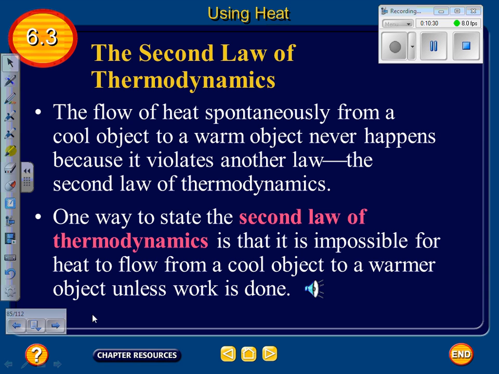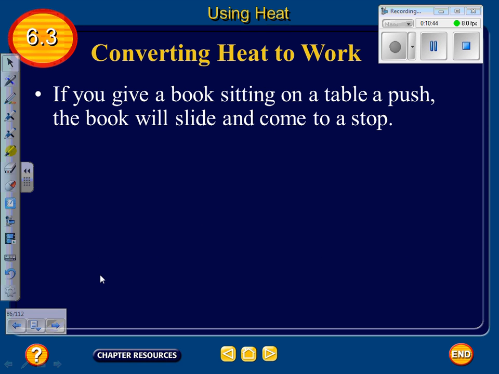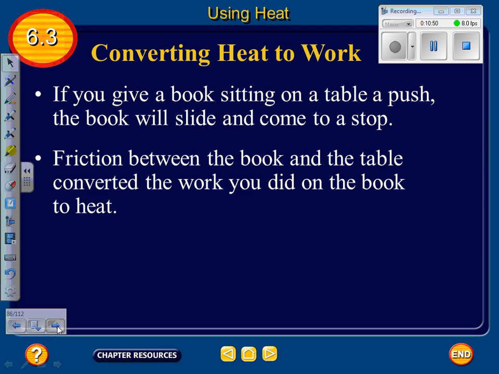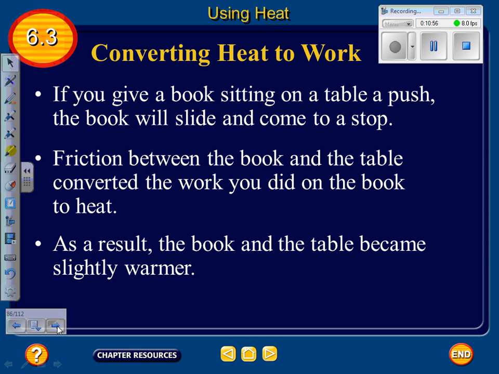In the ice cream experiment, the half and half inside the cup and the ice cream balls, that heat is transferred out of that container into the ice. If you give a book sitting on a table a push, the book will slide and come to a stop. Friction between the book and the table converted the work you did on the book to heat. As a result, the book and the table became slightly warmer.